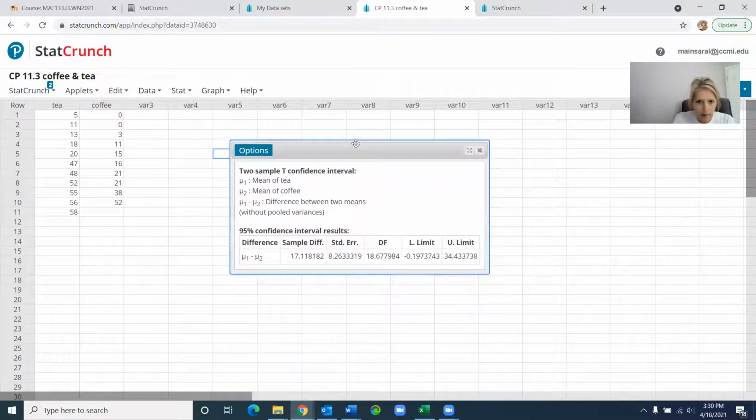And there is our lower and upper limit. And I'm going to just fill this in here. It is a negative 0.1974 up to 34.43, which is a really big confidence interval. It's pretty wide. And let's just go back to our paper so we can do the rest together there.